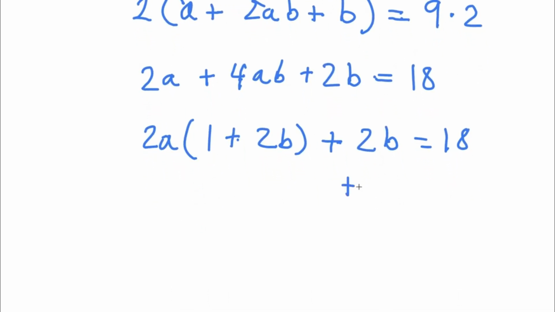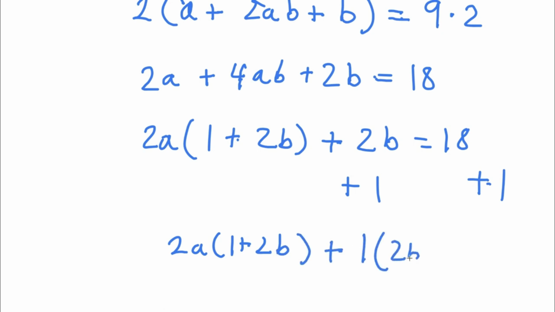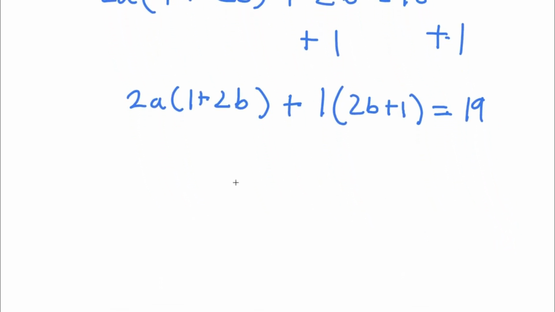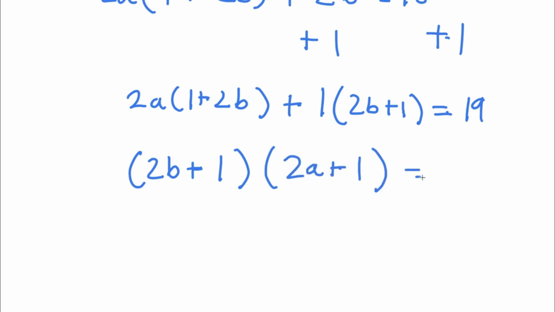Now if I add 1 on both sides, I get 2a times 1 plus 2b plus 1 times 2b plus 1 is equal to 18 plus 1, which is 19. Now if I factor out 2b plus 1, I get 2b plus 1 times 2a plus 1. And this is equal to 19.